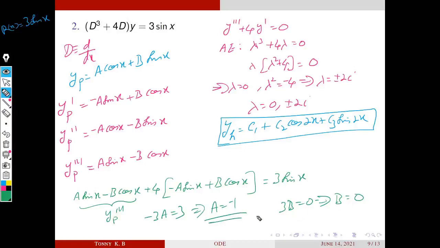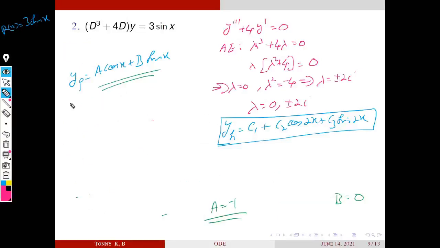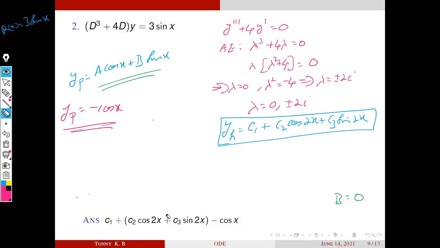Next, we will substitute this a and b in this yp. That is our particular solution. a is minus 1, so this is minus cos x, and b is 0, so this term is 0. So yp is minus cos x. So what is our general solution? The general solution is yh plus yp. So our general solution is like this. This is our yh and this is our yp. So this is the general solution of this problem.